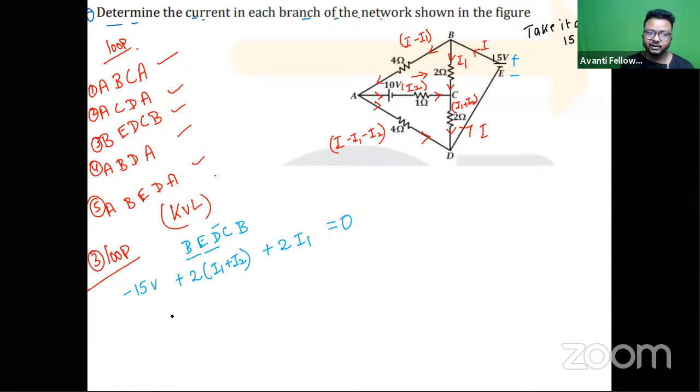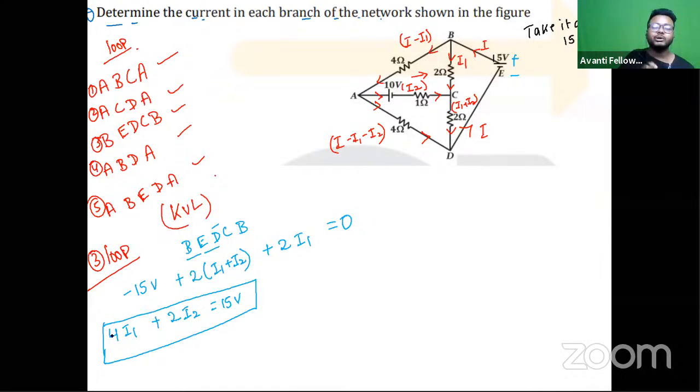After solving the equation, how much will you be getting? You will be getting 4I1. So the first equation is 4I1 plus 2I2 equals 15 volt, right? This is one of the easiest equations. One more important thing is that this equation does not contain I. We have three variables, I, I1, I2. Since this equation does not contain I, you should be more satisfied with it. This will help you a lot.